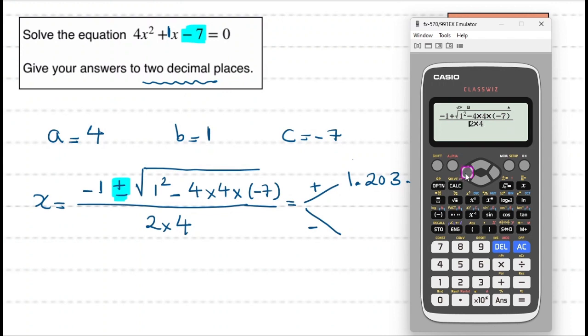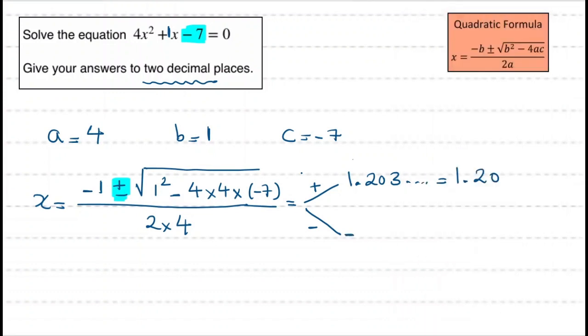Then again, we don't change the screen of our calculator. We only need to go back to the left hand side of the square root sign, then change plus into minus, and then press equal, and then S to D. That gives us the second solution of the quadratic equation, which is minus 1.453 dot dot dot, and then we round it to 2 decimal places, which is minus 1.45. So we get 2 solutions. One of them is 1.20 and the second one is minus 1.45.